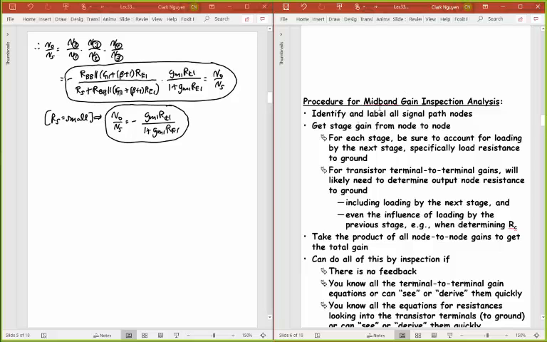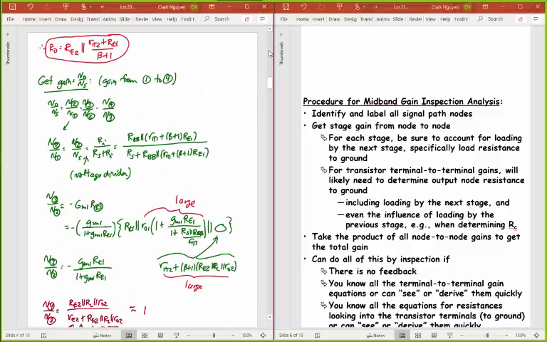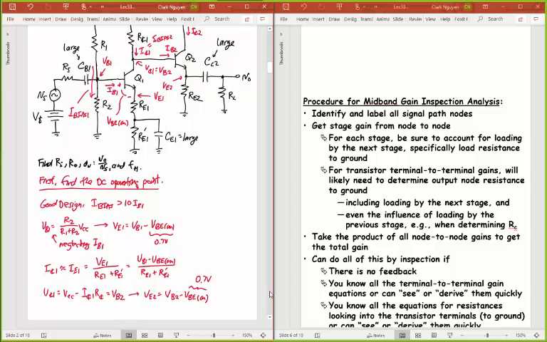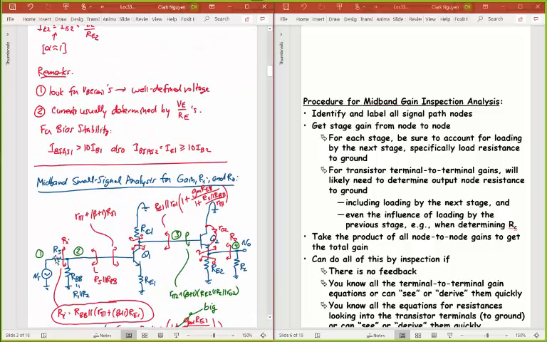So let's just summarize this procedure for mid-band gain inspection analysis here. And so what did we do when we did all of this? We identified and labeled all the signal path nodes. And so the signal path in this obviously goes from here to there to there. It didn't go through here, right? This is not in the signal path, but these nodes are in the signal path. So that's why we specified 1, 2, 3, and 4 as those nodes.